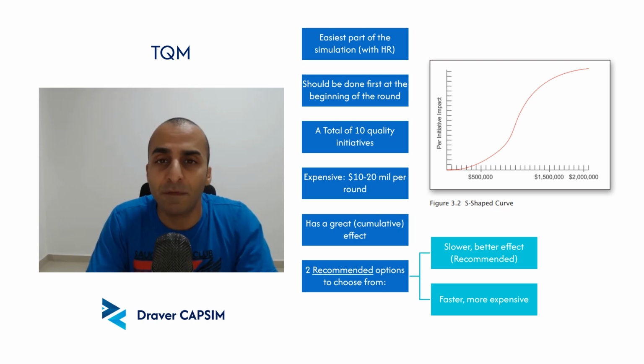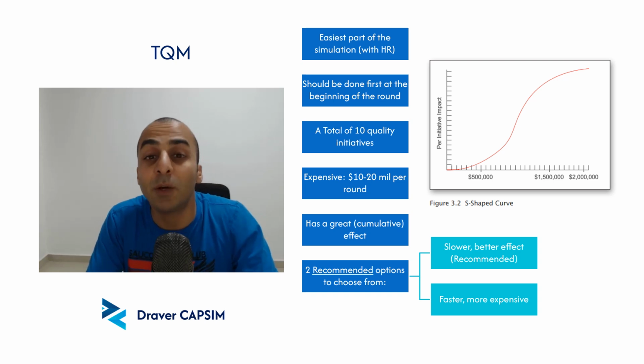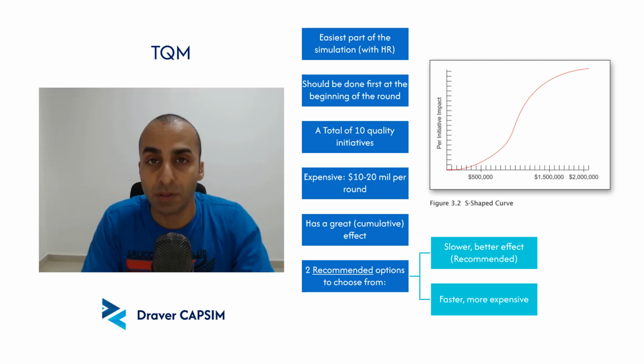We've finally arrived at the first part of the decisions, the TQM. The TQM is one of the easiest parts of the simulation. It is relatively simple and uncomplicated, and together with HR, it should be the first thing that you do at the beginning of each round.